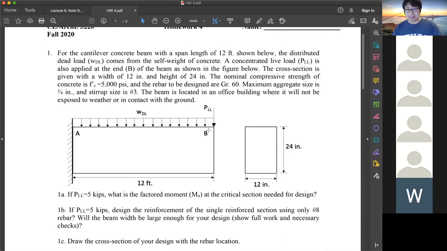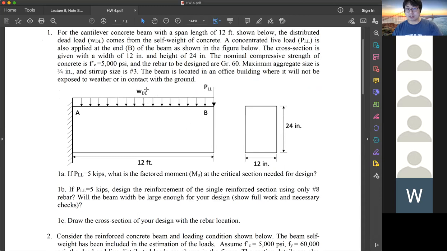So take a look at this cantilever beam. I have both the distributed load and the live load, okay? Both the distributed load and live load give you a bending moment here at section A. And you were given the rectangular beam, 12 inch by 24 inch. You need to design the reinforcement in it, okay?